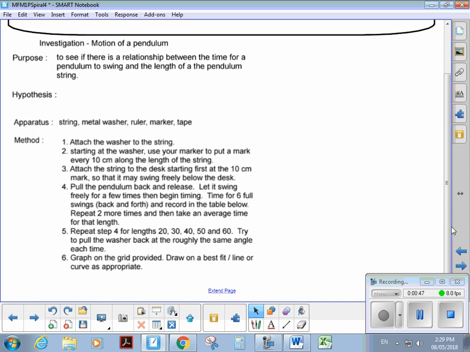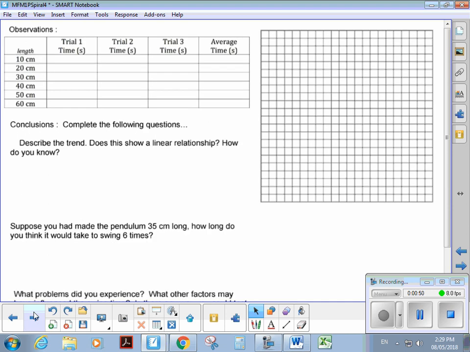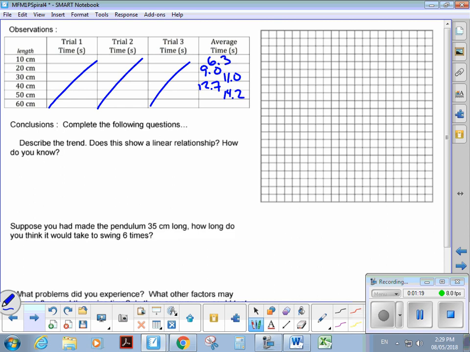You can try this. However, I do have my results from the class that we did this together with. So I'm going to fill out final answers here. For the lengths 10, 20, 30, I'm going to average it for us and save us some time. So average time was 6.3, 9, 11, 12.7, 14.2, and 15 and a half. Okay, so there's our average times.